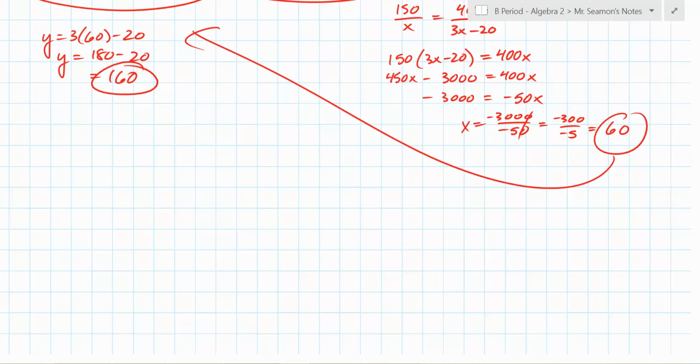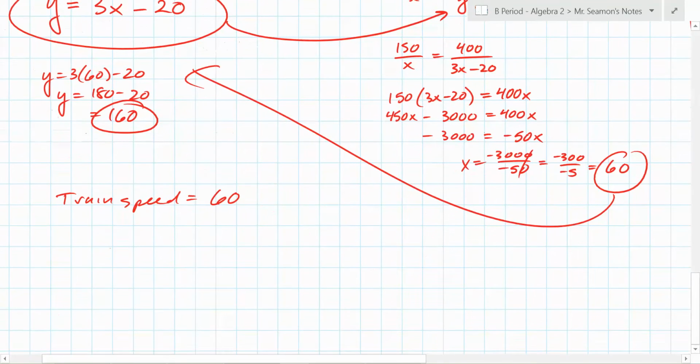It'd be great when you did this if you didn't stop here. You could say car, or is it train? Yeah, it's a train. Train speed is what? 60 kilometers an hour, which is pretty slow. And what's the plane? 160 kilometers an hour. Now you might suspect that that's slow, but those numbers could be true.